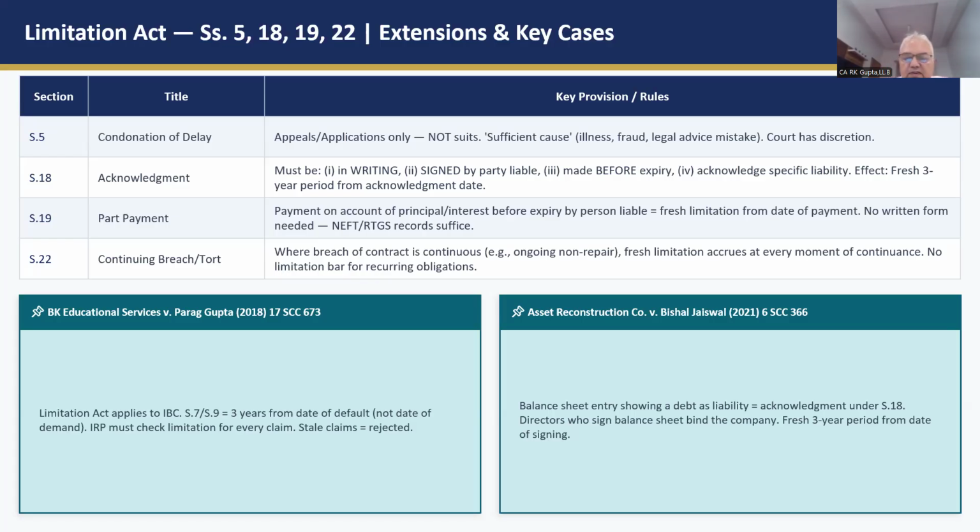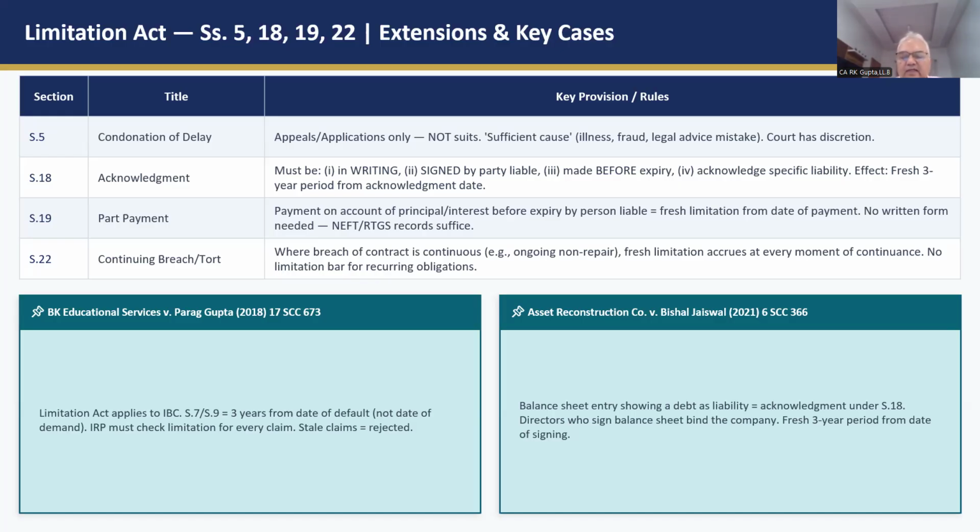Right. The important cases, which I think are covered in our syllabus also: B.K. Educational Services versus Parag Gupta. So it says the Limitation Act applies to IBC, Section 7 or Section 9, 3 years from the date of default. But it is not from the date of demand, it is from the date of default. So the IRP must check the limitation for every claim, and stale claims are liable to be rejected unless the party has got condonation of delay.